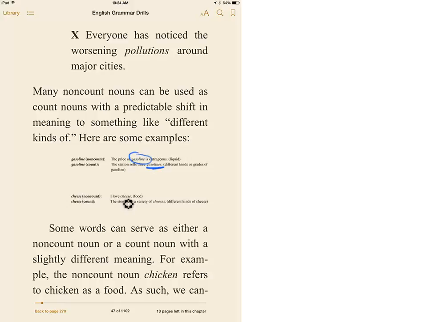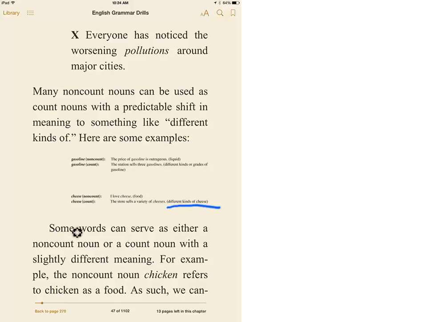Cheese: I love cheese, non-count noun. All right, we don't say I love cheeses. But if you want to make it a count noun, you could talk about the different kinds of cheese. Anytime you make it a count, the store sells a variety of cheeses. That says there's different types of it, okay? So if you're saying there's different types of something, then you can use it as a count noun, but usually they're non-count nouns.